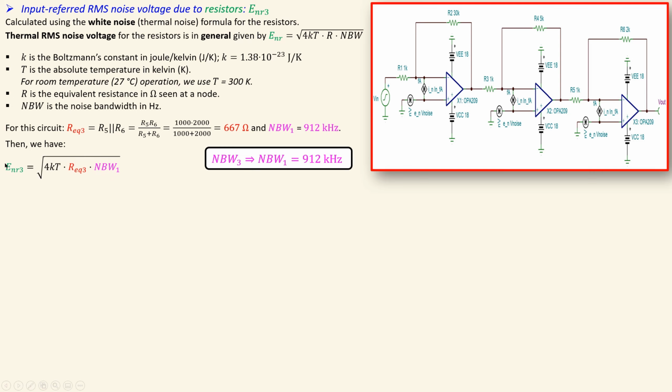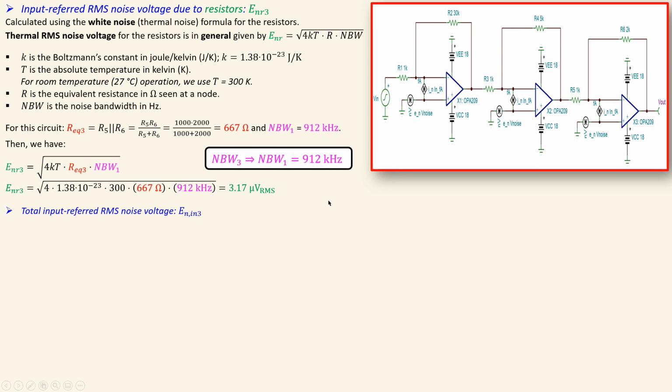Again shown here to remind you that this is the noise bandwidth we will use. Now, looking just at the third stage, we have the values substituted in here. You will have 3.17 microvolts RMS, so a little bit smaller than the second stage because the parallel combination here is a little bit smaller than here.